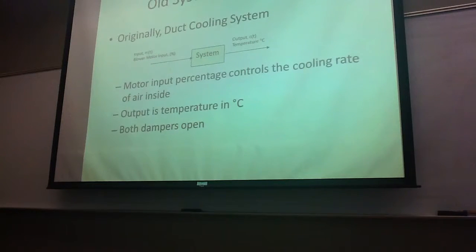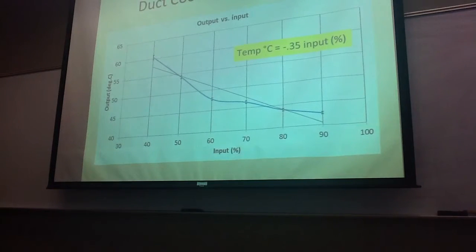So our old system, we were originally on the duct cooling system where the input was in percent, and it was the blower motor. I'm sure we've heard this 3 times already now. We'll keep it short. It controlled the output, temperatures, degrees Celsius. It is inversely proportional, as we'll see here in a second. In our experiment, both dampers were open. This is our steady-state operating curve. Again, you can see that ours is declining because as an increase in percent, we do have a decrease in temperature. You see roughly our output is about 0.35 times the input.